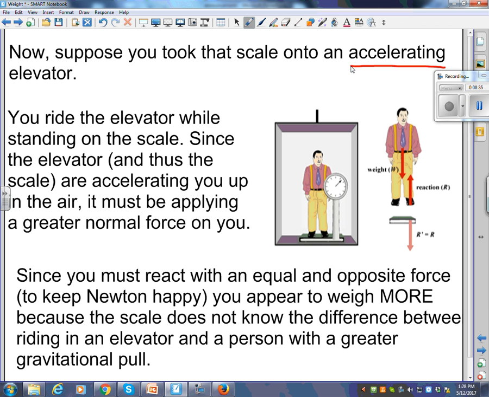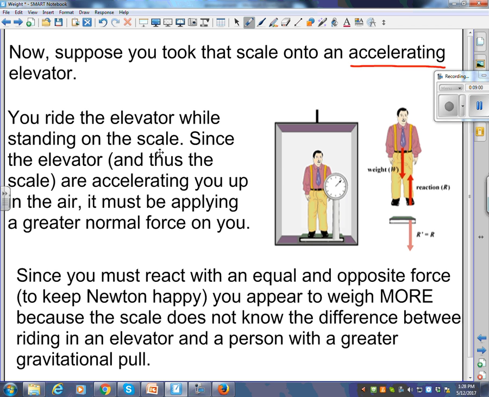Okay, so here's the logic, though. You ride the elevator while standing on the scale. Since the elevator and thus the scale are accelerating you up, so I'm the weird-looking guy with the pink shirt and the yellow suspenders. And I'm on my elevator, and it's accelerating me up.